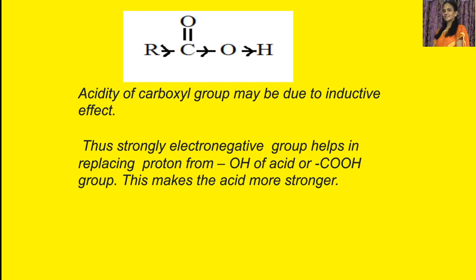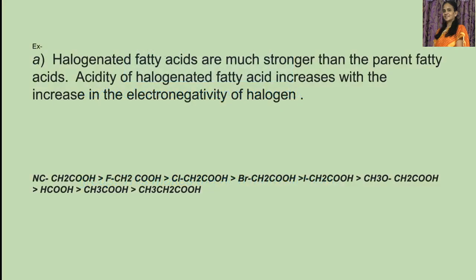Now let us see: a strongly electronegative group helps in replacing the proton from the OH of an acid, that is, our COOH. From the COOH, H plus can be easily replaced when strong electronegative groups are present in that particular acid. So this makes the acid stronger. Now let us see the examples. The first type: halogenated fatty acids are much stronger than the parent fatty acid. The acidity of halogenated fatty acids increases with increase in the electronegativity of the halogen. This we will explain by taking an example.